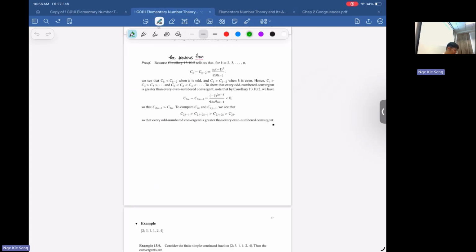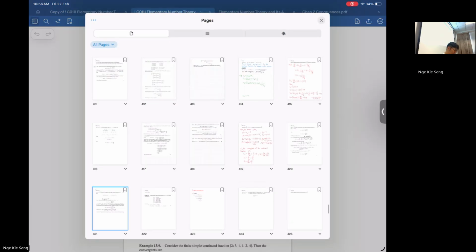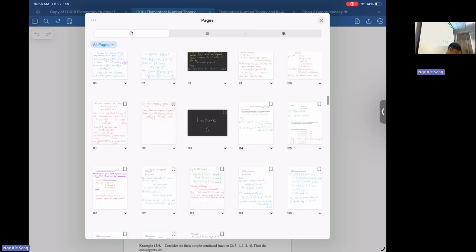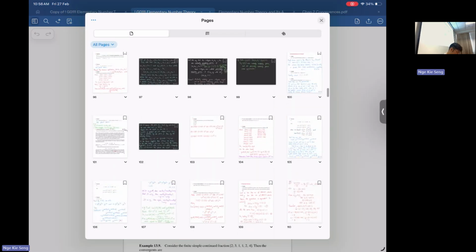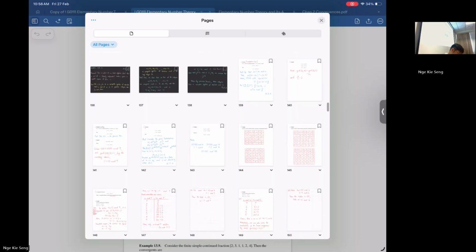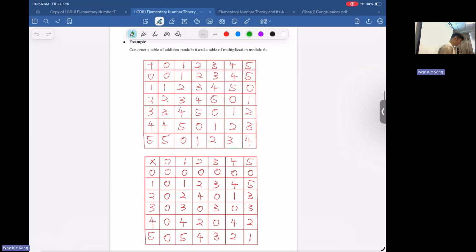I can give you some spoiler. You go back and verify yourself, but the spoiler is addition still forms a group. You can see that every column and every row does not have repeating numbers. But for multiplication, it doesn't work anymore. Even if you throw away the zero, it doesn't form a group. You can see this column of 2, 4, 0, 2, 4. 2, 4 is appearing twice.